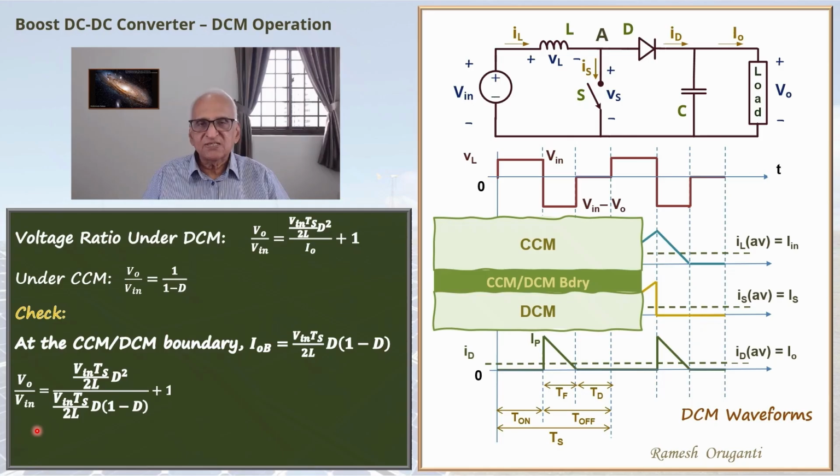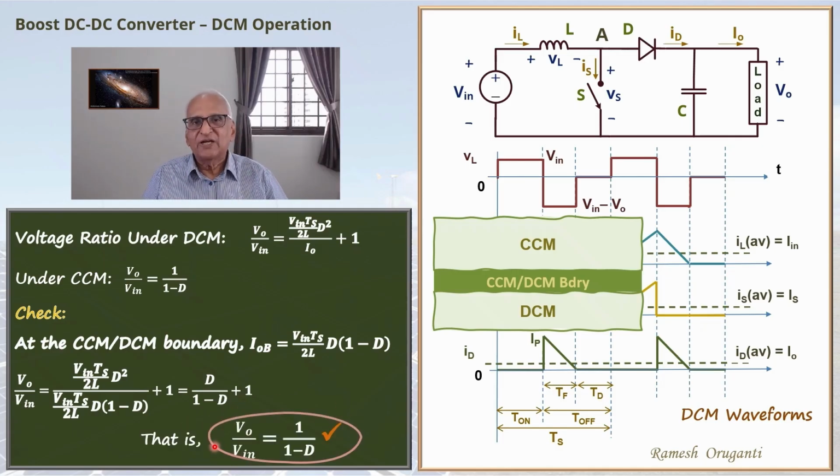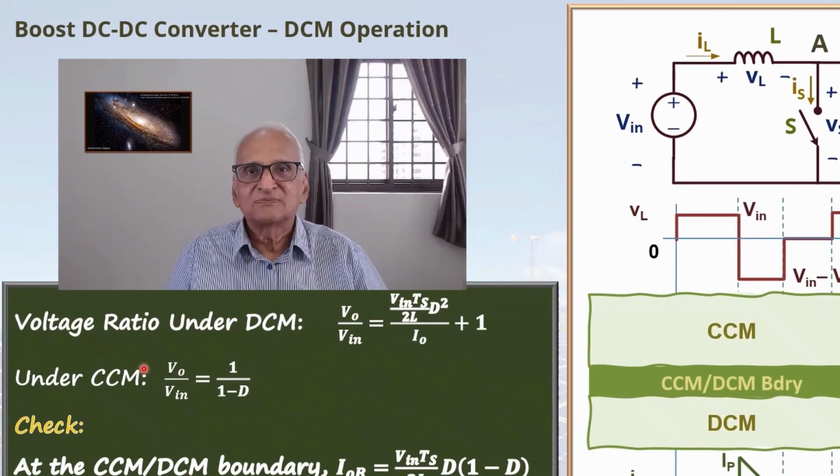V in Ts by 2L, V in Ts by 2L will cancel. So D and one of the D in the d square will cancel. So we will get D by 1 minus D plus 1. And if you simplify this, you will get 1 by 1 minus D. So we have shown that at the boundary, this equation simplifies to the CCM equation.